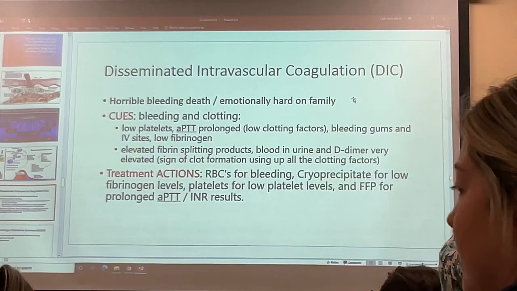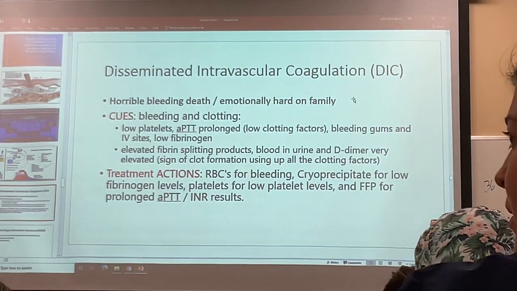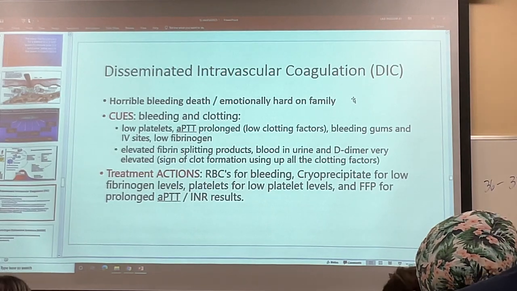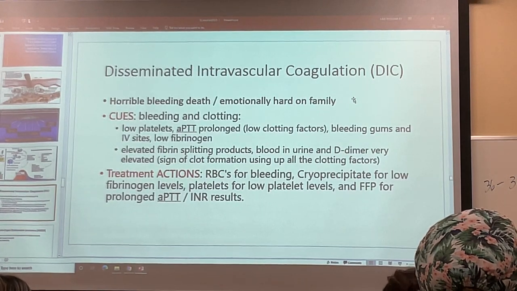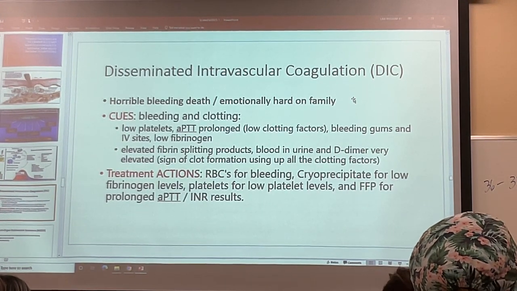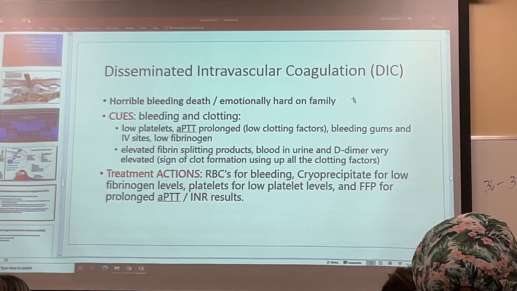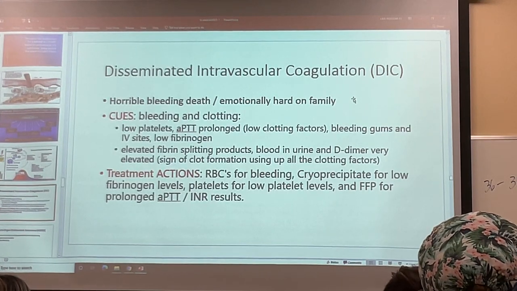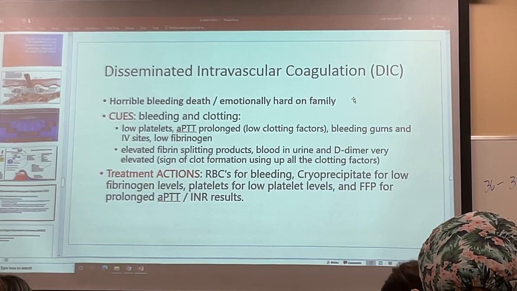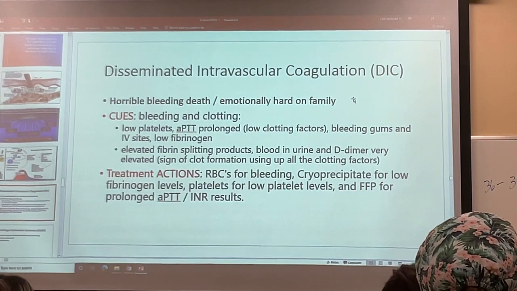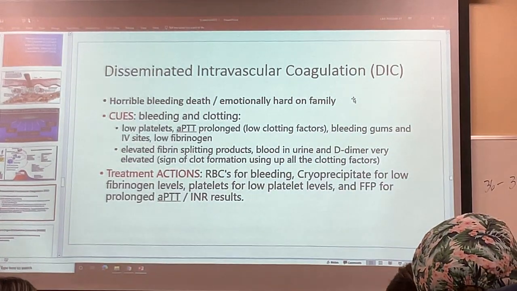So that's MODS. What can happen is as they cascade down, they can develop disseminated intravascular coagulation, where we use our clotting factors up and now we start bleeding. So their IV catheters, they're bleeding there. The gums are bleeding. They're bleeding around their NG tube. And when we look at their labs, we see that platelets are low. Their PTT is prolonged. It's taking them a long time to clot because they've used up their clotting factors. We'll see low fibrinogen. We'll see elevated fibrin split products. It may also be called fibrin degradation products from your lab.